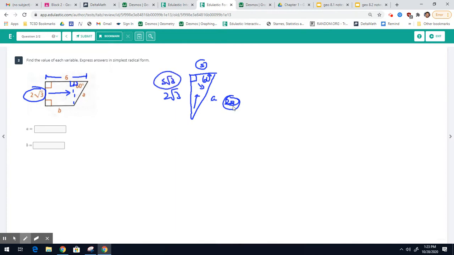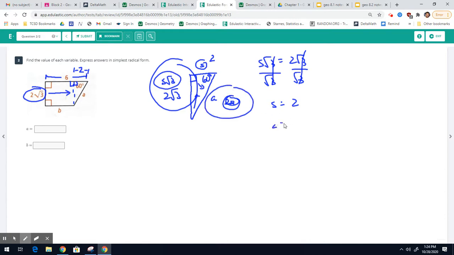So we need to find A. A is 2S. Well, to find 2S, we need S. And to find S, we start here. S square root of 3 is equal to 2 square root of 3. Divide by the square root of 3, divide by the square root of 3. And just like last problem, your S comes out to be a nice number of 2. So S is 2. So this length right here is 2. Then what is A? A is double that. A is 2S, so A is 2 times 2. So A is 4. There's A.